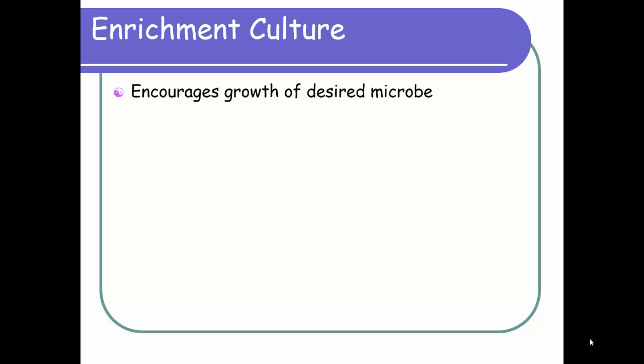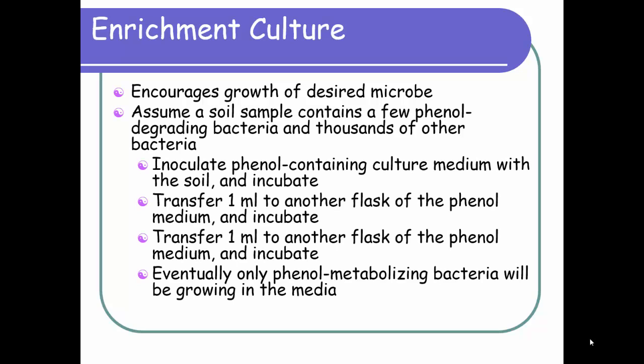Enrichment cultures encourage the growth of a desired microbe. So again, it's important that I know the metabolic needs of the bacteria I'm trying to grow. Assume a soil sample contains a few phenol-degrading bacteria and thousands of others. We inoculate the phenol-containing culture media with the soil and let it incubate for 24 to 48 hours. We then transfer 1 ml to another flask of the phenol media and incubate that. Do it again and again and again, and eventually only the phenol metabolizing bacteria would be growing in the media. The phenol will kill those that cannot use the phenol and will only allow for the growth of the phenol metabolizing bacteria.